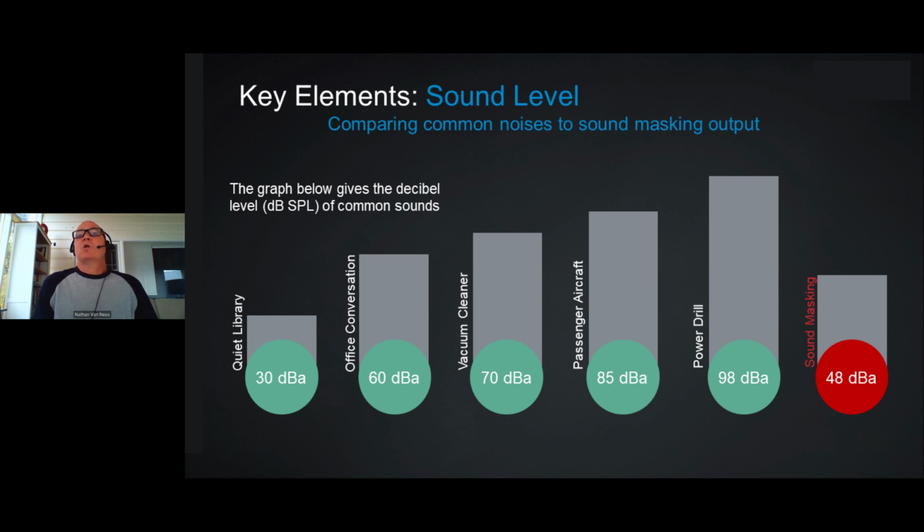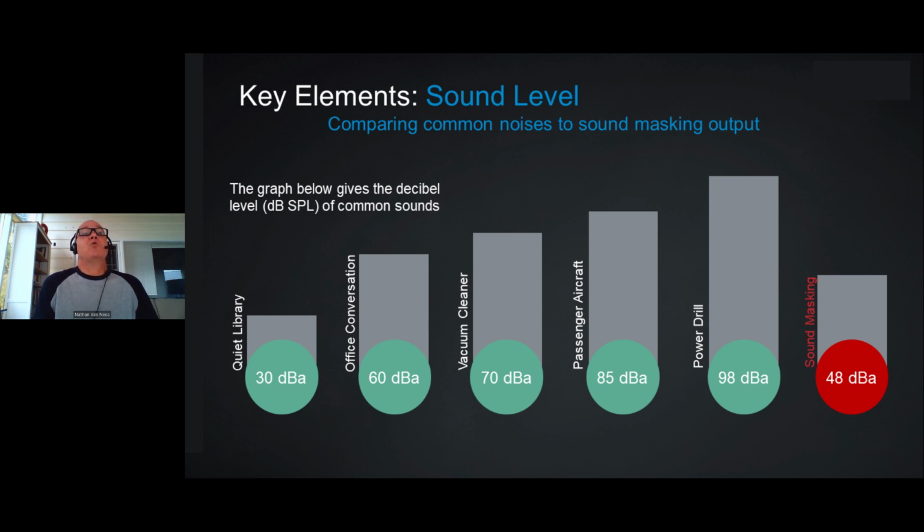And when talking about sound level, what we really mean is the right level. And for comparison purposes, here are the levels of various common sounds in decibels. A quiet library is typically around 30 decibels. Office conversations, right around 60. A vacuum cleaner gets up to about 70 decibels.